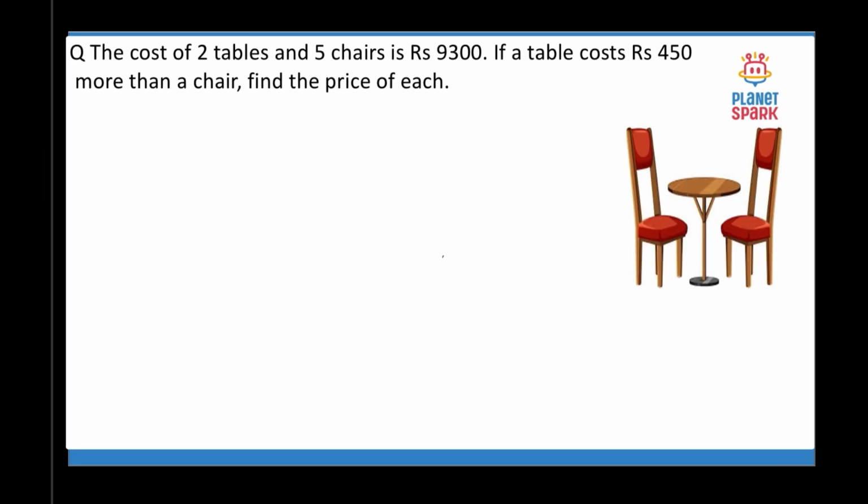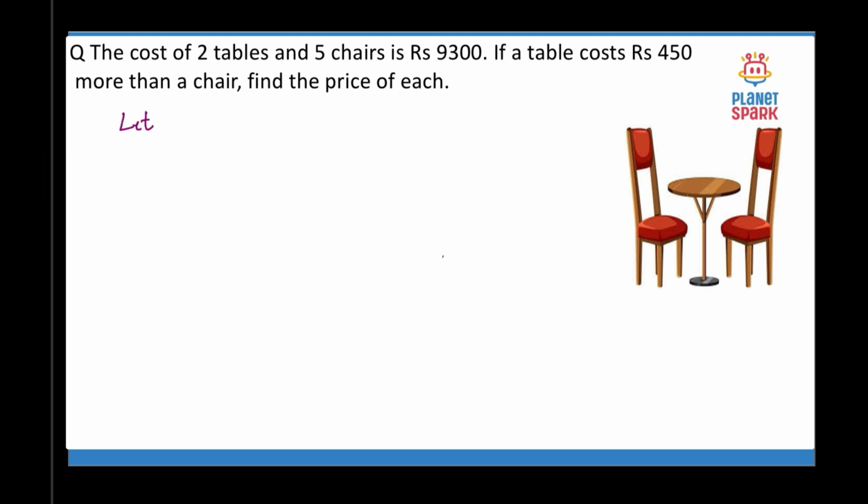Moving on to the word problems. The word problem says the cost of 2 tables and 5 chairs is rupees 9,300. If the table costs rupees 450 more than the chair, we have to find the price of each. Let's first try to simplify this. Now, clearly it says the table costs 450 rupees more than the chair.